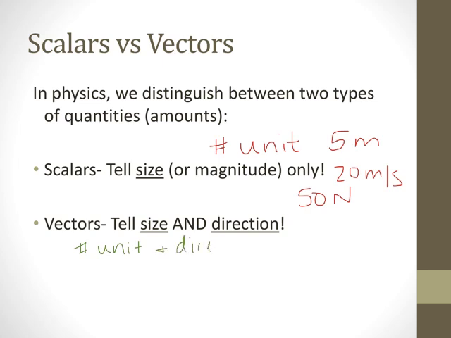Another way to think about it is vectors are something where you can have it going forward or backwards. In which case, in order to give the right instructions to the person who's trying to interpret your quantity, you have to include the direction. So these could be 5 meters west or positive 50 newtons. Things like that.